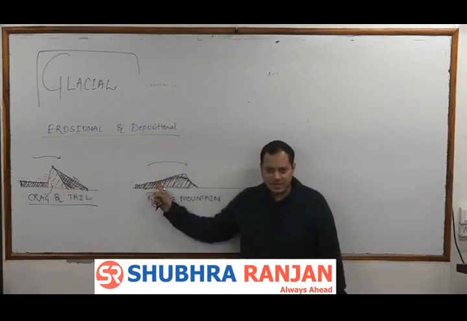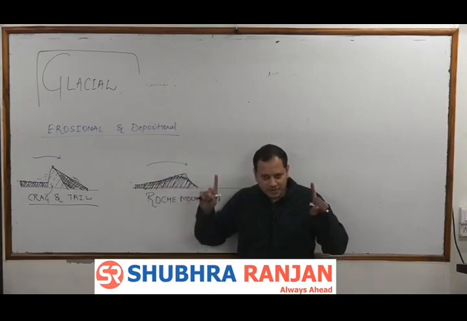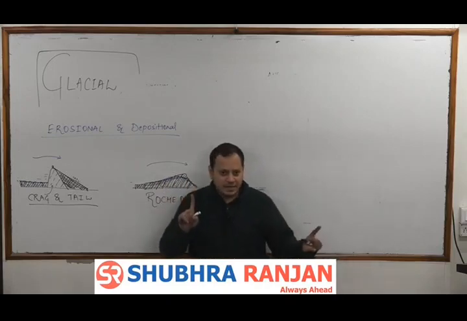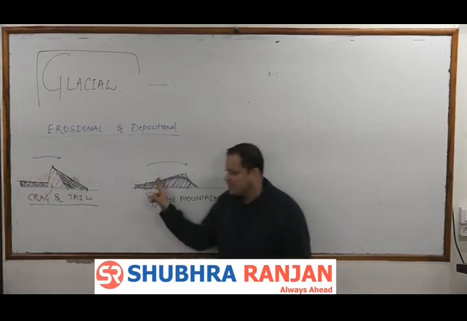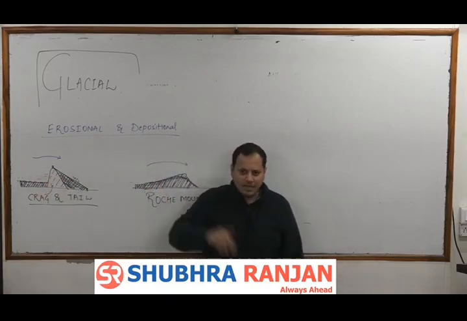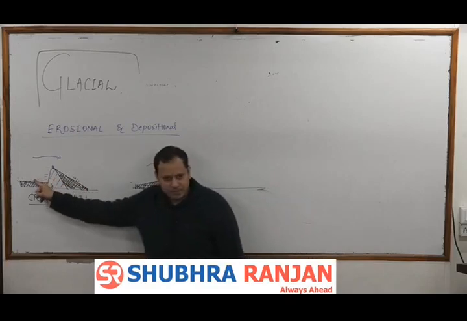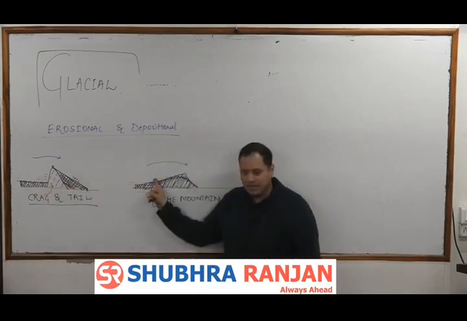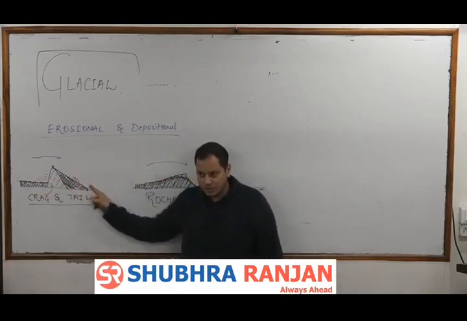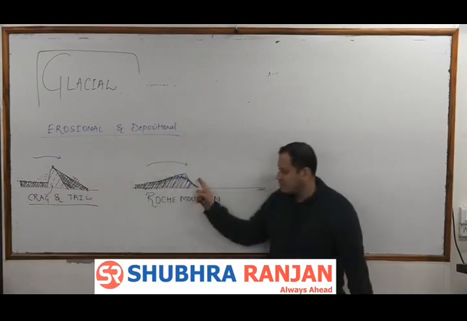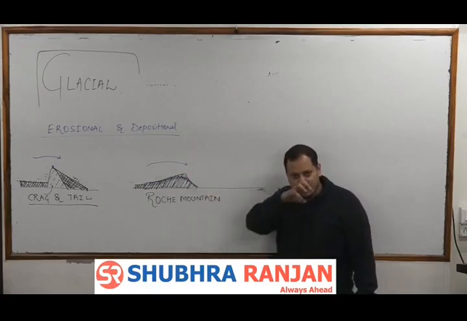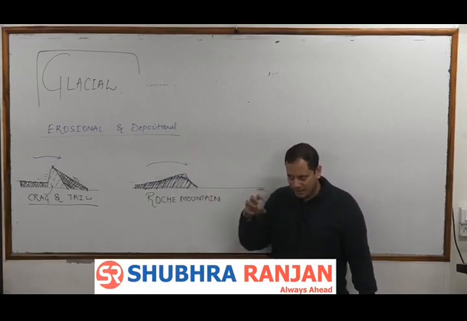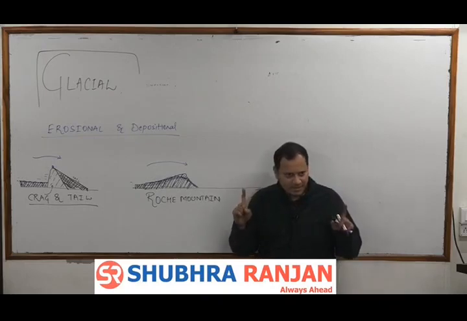So what is the difference between Roche Mountain and crag and tail topography? Upstream side is steep, downstream side is gentle. Upstream side जैसे windward and leeward है, वैसे upstream side is steep, the downstream side is gentle. Downstream side is smooth, and the downstream side is steep plus rough. क्यों rough? जब rocks गिरेंगे तो वो they will engage in plucking. Understanding this? अभी तक सब समझ में आया?